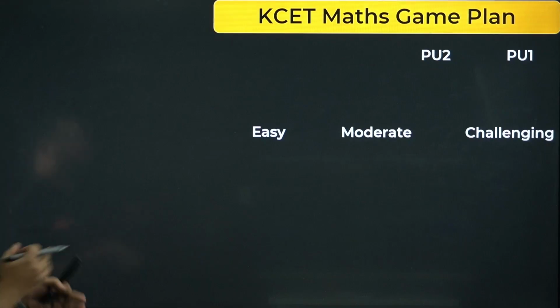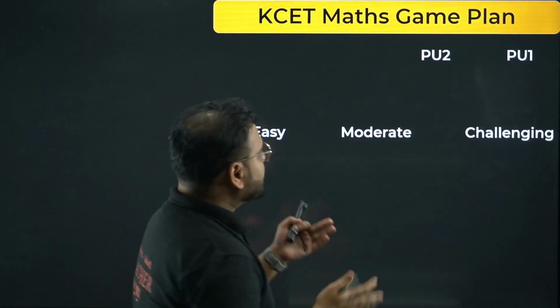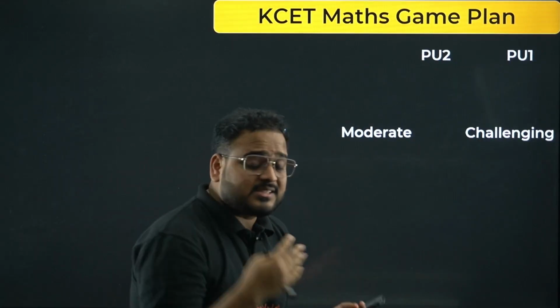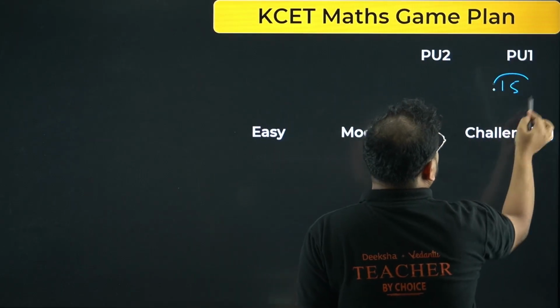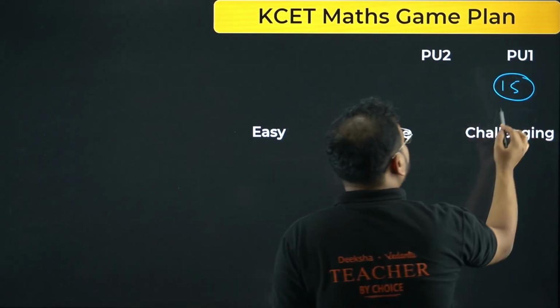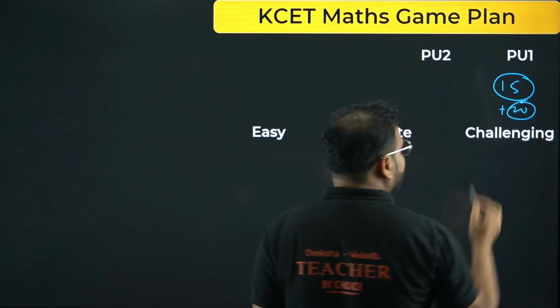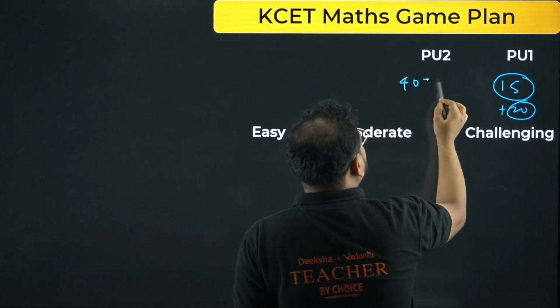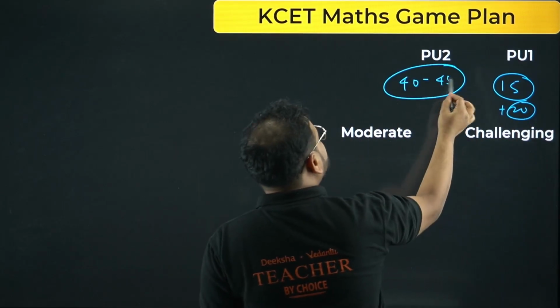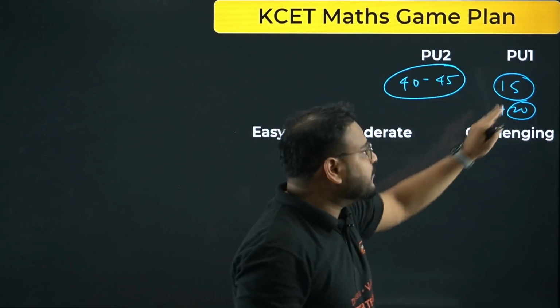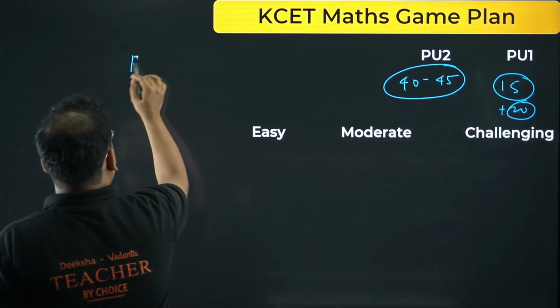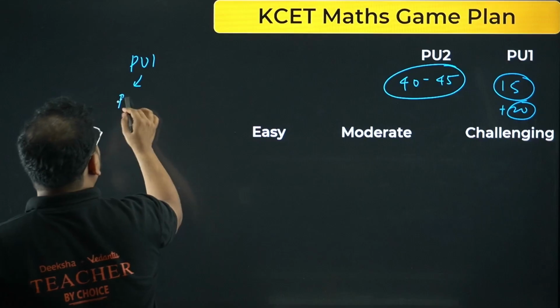Now if you see your game plan for this, this year they might ask more, but usually they ask 15 questions in the PU1 category, maybe a maximum of 20 they can ask. Over here 40 to 45 questions are coming in the PU2, so please give more energy and more revision to the PU2 section.